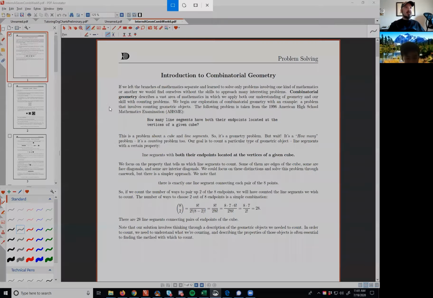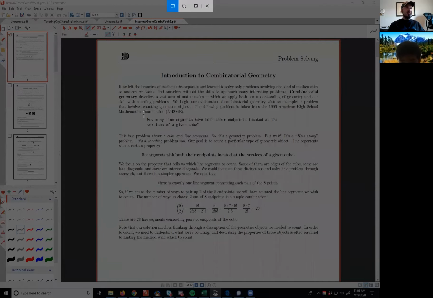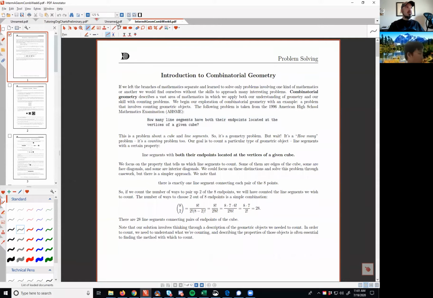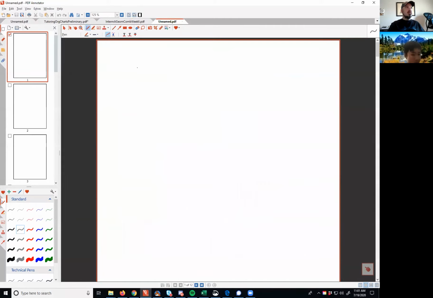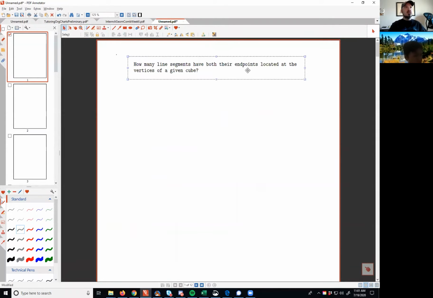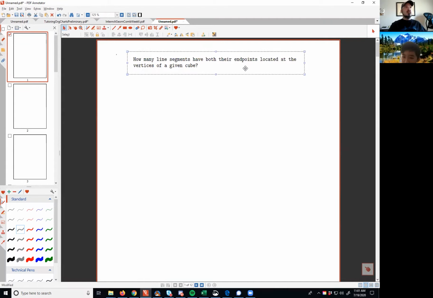The first one, how many line segments have both their endpoints at the vertices of a given cube? Twelve. 12 line. So you're counting edges. That's not it though.